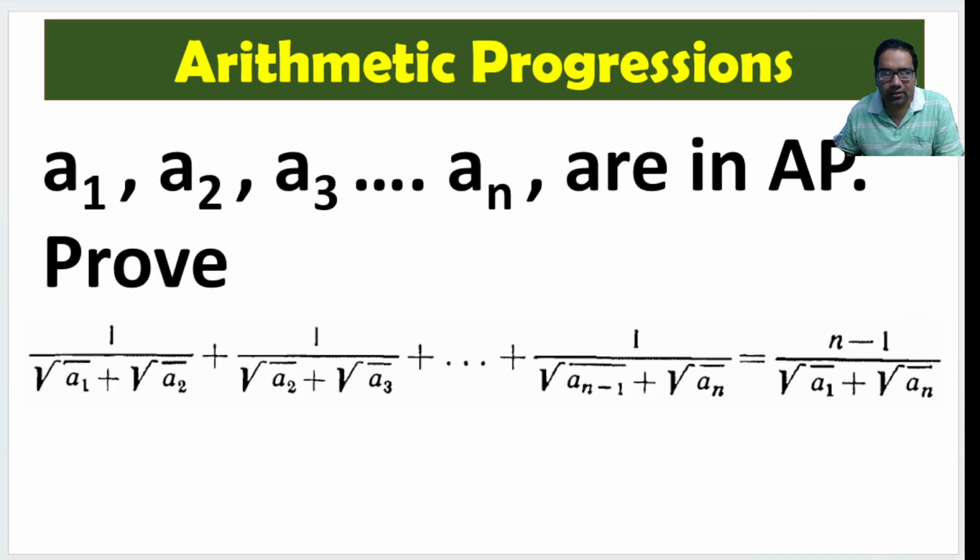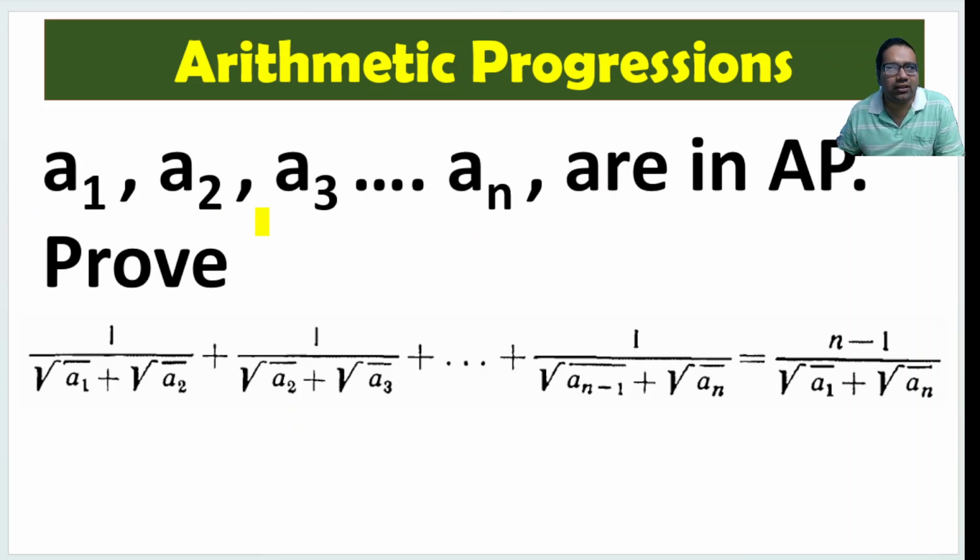Hi friends, in this problem we are given that a1, a2, a3 until an are in arithmetic progression. We have to prove that 1 by root a1 plus root a2, plus 1 by root a2 plus root a3, until 1 by root a(n-1) plus root an, is equal to n minus 1 by root a1 plus root an. This looks a little clumsy, but in fact it is very straightforward.